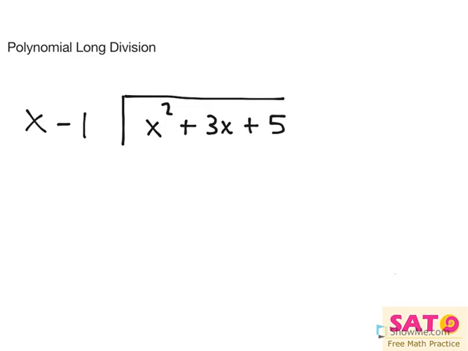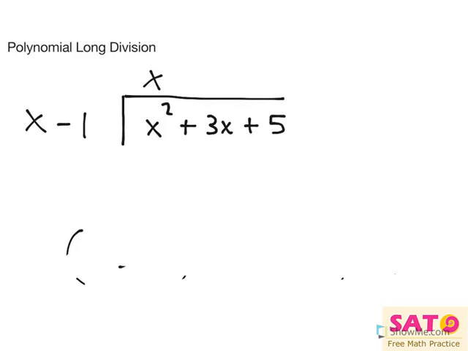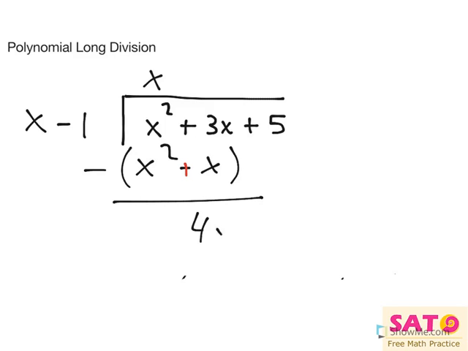So let's get started here. The basic concept is to find what goes into the first value, the highest x degree. So let's say x minus 1 times something equals x squared. We're only interested in the x's, so that would be x. Let's write x here, and x times x minus 1 would be x squared minus x. We would subtract it and distribute the negative, so we would get just 4x.